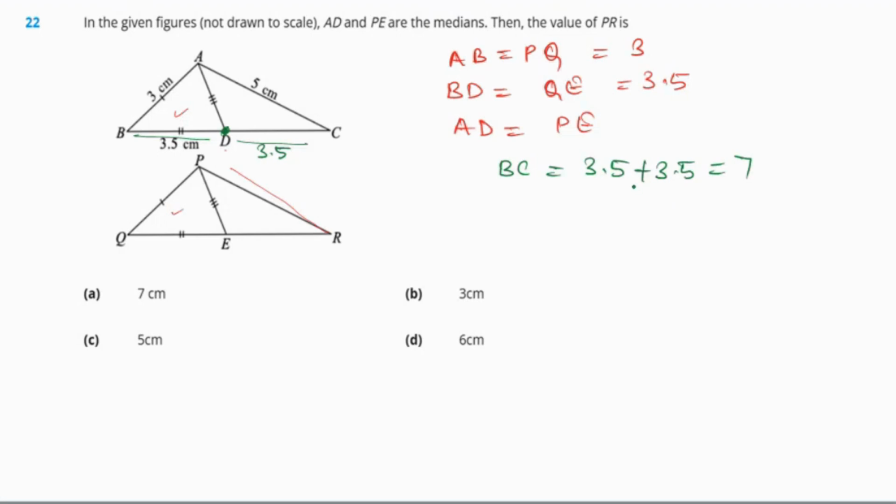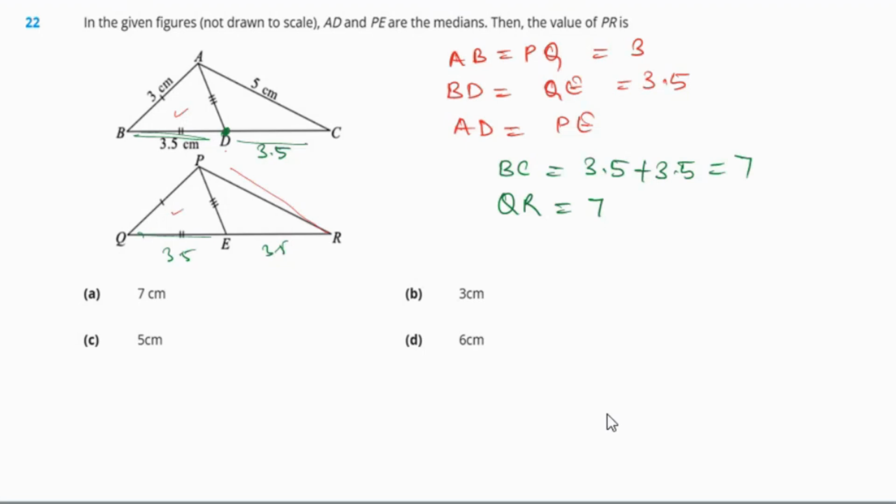Correct? So if the length of the entire BC is 7, the length of entire QR will also be 7, because these two sides are equal only. Now, if this is 3.5, this needs to be 3.5. So we are getting QR as also 7. Correct? So the value of this BC we are getting 7, and the value of that also we are getting 7.